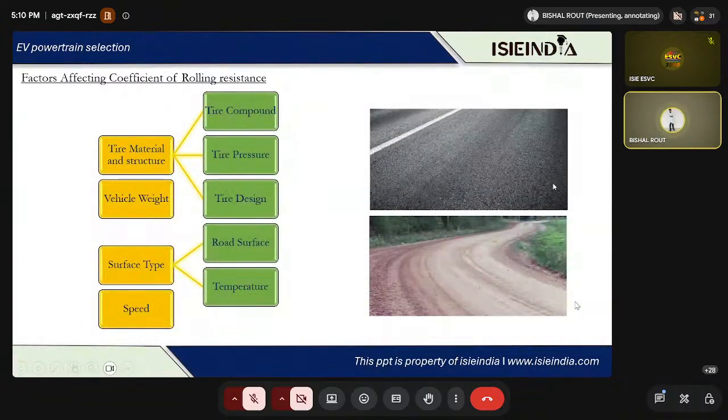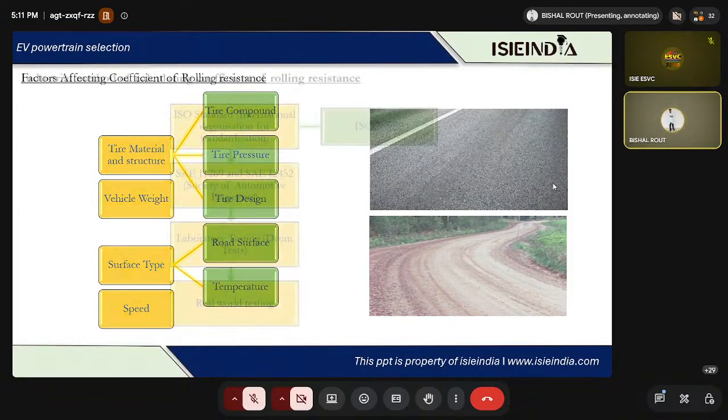Then again, there are multiple factors which impact rolling resistance of a tire: which material it is made of, what the pressure inside the tire is, what the design of the tire is, what kind of tread the tire consists of, and what the road surface is, whether it is an asphalt road or an unmetalled road. On an unmetalled road, you will get higher deformation, so your resistance will be very high. Then at what speed you are rotating: if you're going at higher speed, the deflation will be lesser; if you're going at lower speed, the deflation will be very high.